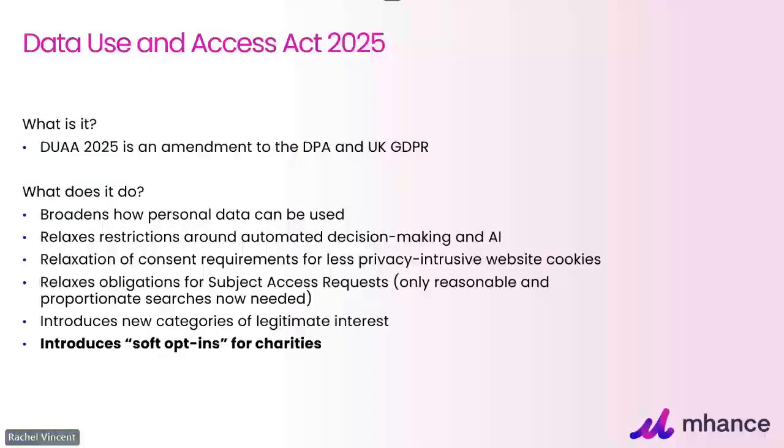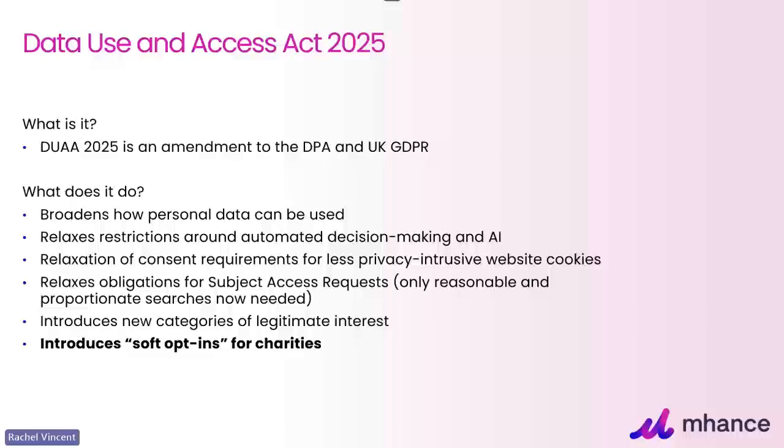So, a quick summary then of what has changed. The Data Use and Access Act 2025 has been announced. It is an amendment to the Data Protection Act and UK GDPR. And basically, it has relaxed some of the policies around what you can do with personal data and broadened all of that scope for you.